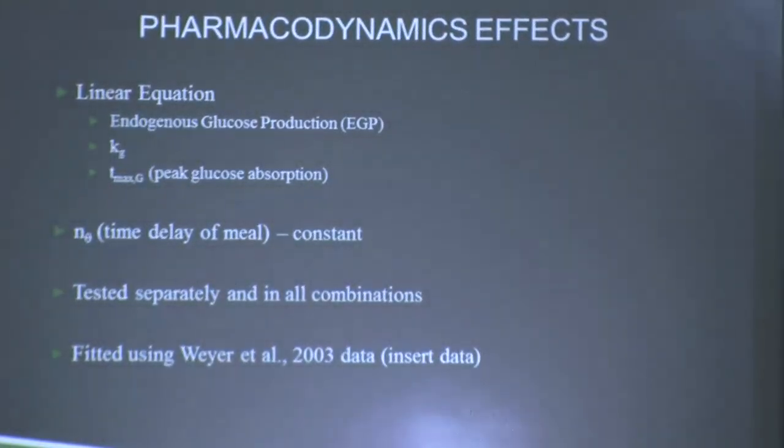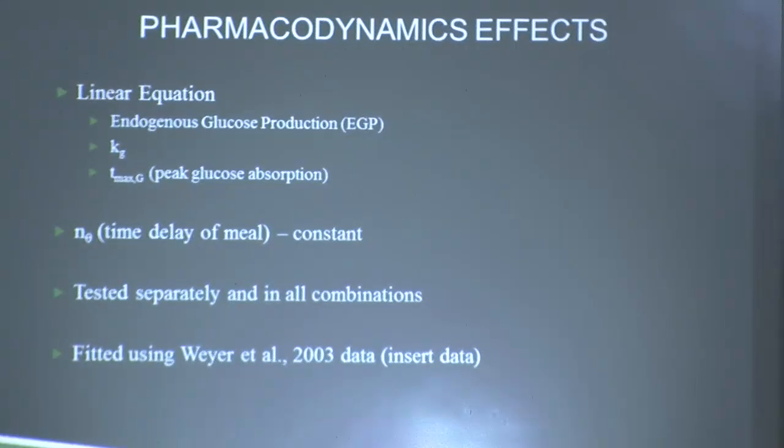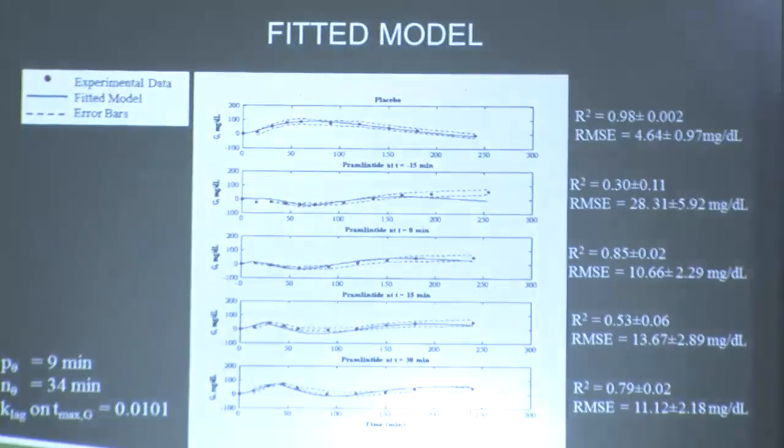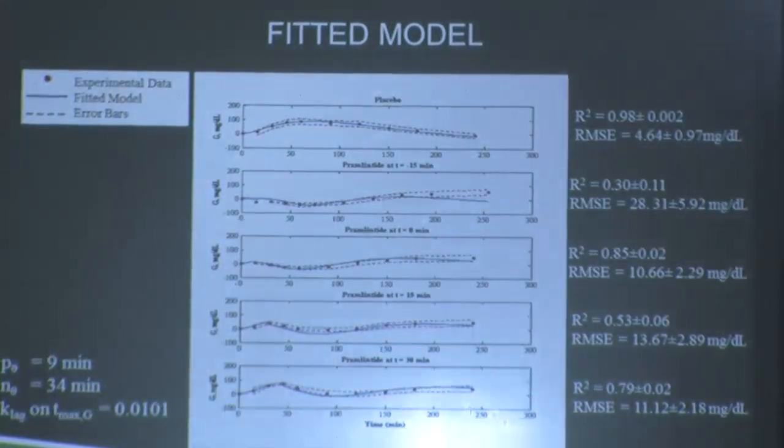So these are things we tested. We tested the linear PD equation on EGP, KG, and T-MAPG. We also tested theta, which is a time delay on the meal, and we tested these separately and in all combinations, and we fit these together. This is our best fitted model, and this included a meal delay, a transport delay on pramlintide, and a linear PD effect on T-MAPG.